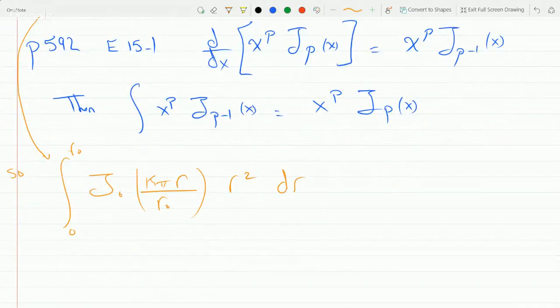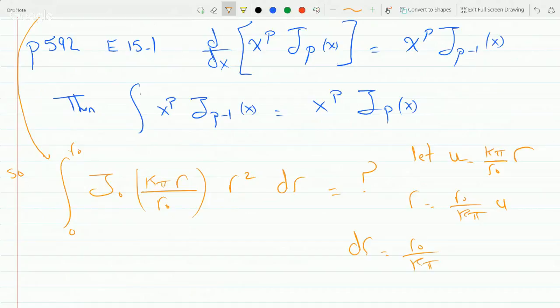So I will evaluate this. Watch, I will introduce a substitution here. Let u equal k pi over r0 times r, which makes r equal r0 over k pi times u, and dr, if you differentiate this, dr will equal r0 over k pi, which is just a constant, times du.